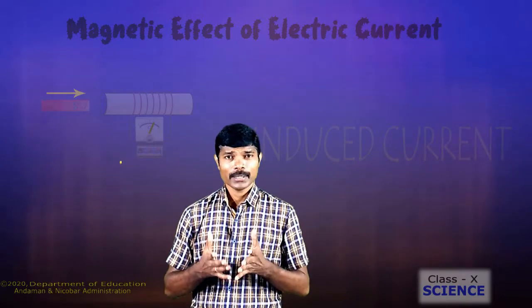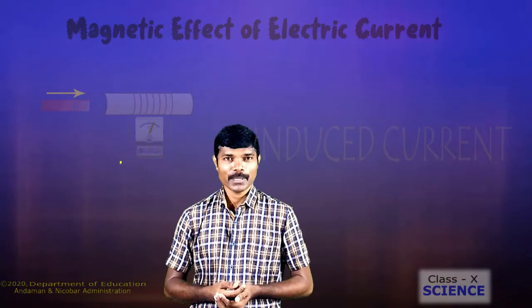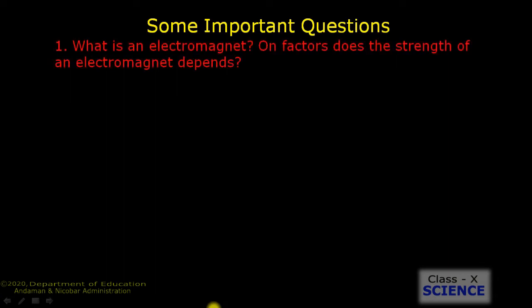Let us now discuss some of the most important questions which are very often asked in the CBSE examinations. Let us see some of the most important questions. The first question is, what is an electromagnet? On what factors does the strength of an electromagnet depend? Now what could be the answer here? We have already discussed electromagnets, right?